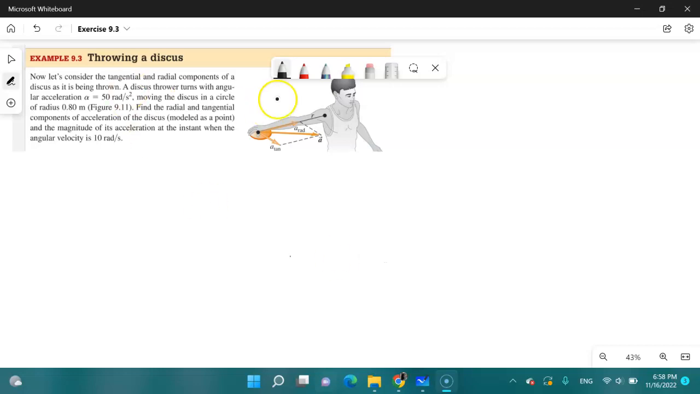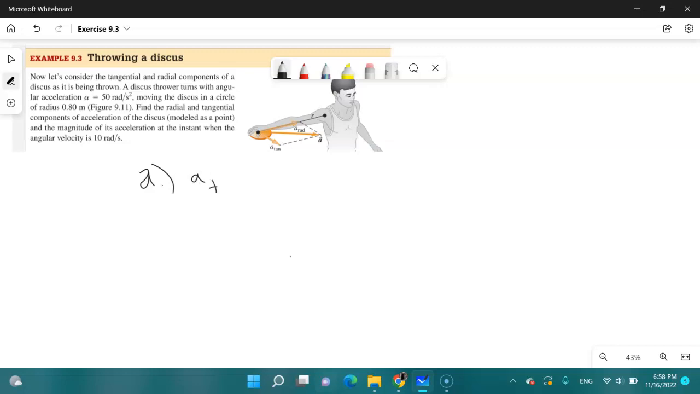We're being asked to find the radial and tangential components of the acceleration of the discus and the magnitude of its acceleration at the instant when the angular velocity is 10 radians per second. So this question has two parts, and in part A we're being asked to find the radial and the tangential components of the acceleration of the discus. To find both of these, we have a formula.